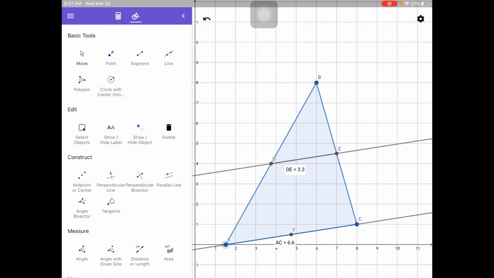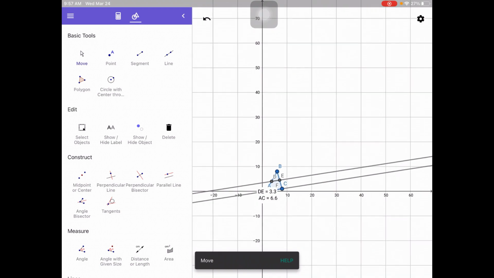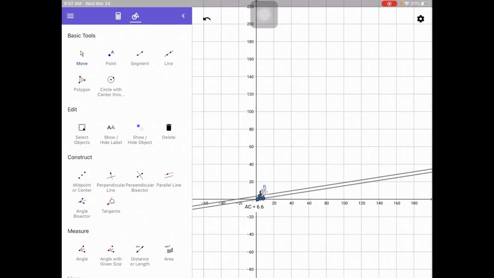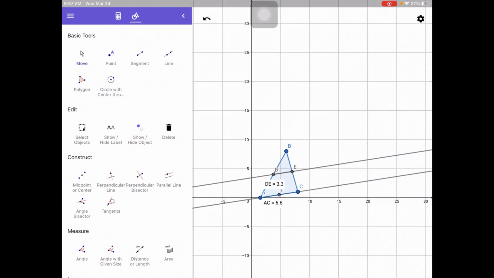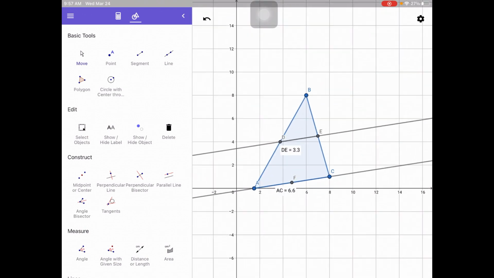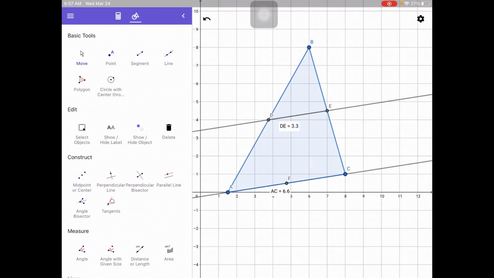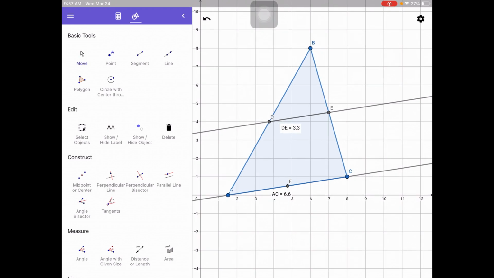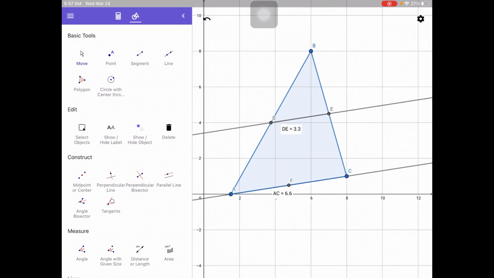Yan. Tignan nyo po ito. Iniba ko po yung posisyon ng triangle, but still, yung ating pong midline and the third side are parallel to each other. And then, yung ating distance from D to E is kalahati pa din ng A to C. Yan. The segment DE is half as long as our third side. Ayun po ang ibig sabihin nun.